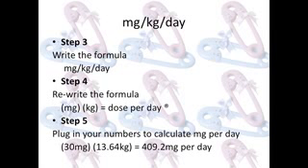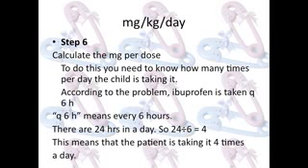Step 3. Write the formula. Milligrams per kilograms per day. Step 4. Rewrite the formula in the manner that I am telling you to do, which is milligrams times kilograms equals dose per day. Step 5. Plug in your numbers to calculate milligrams per day. So 30 milligrams times 13.64 kilograms is equal to 409.2 milligrams per day.